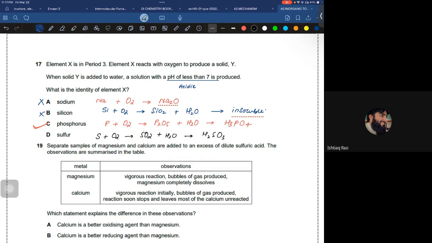So why is D not correct? The reason is that in the question they have mentioned solid Y. Sulfur dioxide is a gas. Therefore option D is incorrect. Remember, that's the reason option C is correct, because your phosphorus oxide, P2O5, is solid at room temperature. Okay, simple.